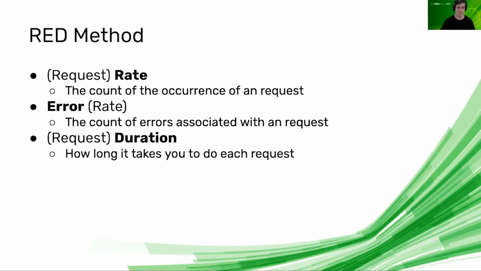You look at the request rate, which is the count of the occurrences of a request. Then you have the error rate, which is the frequency of errors. And then you have the duration, so how long each request took. And frequently you look at things like the average duration or the 99th percentile or things like this.